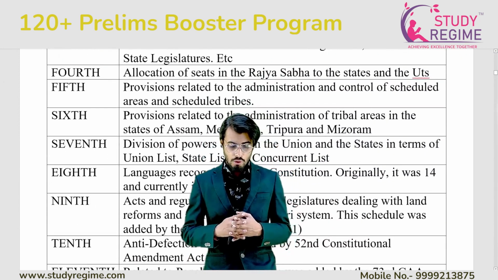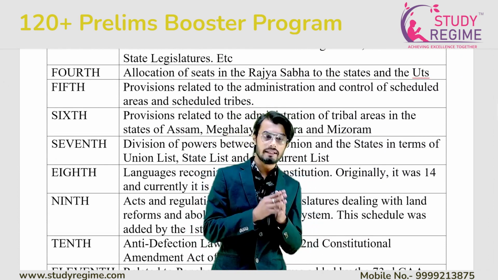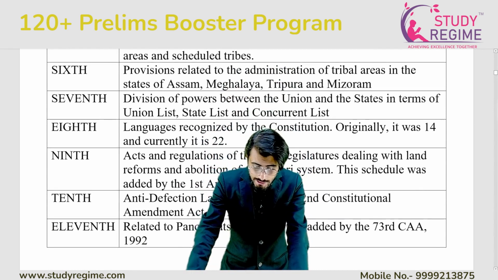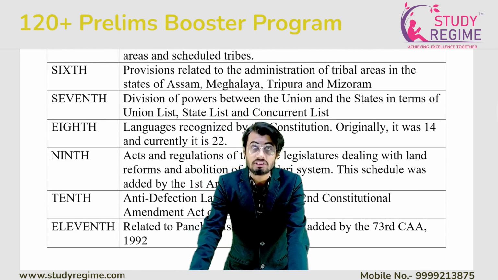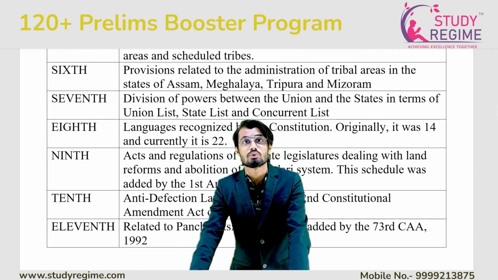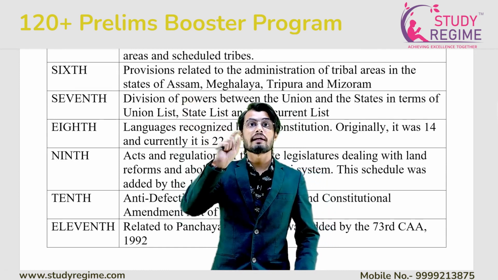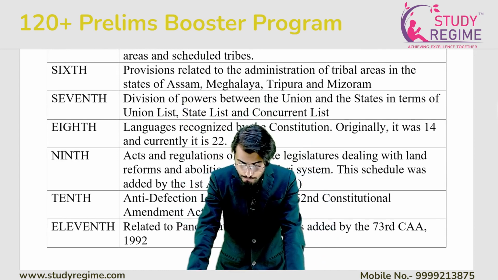Then the fifth talks about the provisions related to the administration and control of scheduled areas and scheduled tribes. The sixth schedule talks about the provisions related to administration of tribal areas of the states of Assam, Meghalaya, Tripura, Mizoram. See, do not get confused whether Arunachal Pradesh or something like that. Only Assam, Meghalaya, Tripura and Mizoram, not even Manipur.